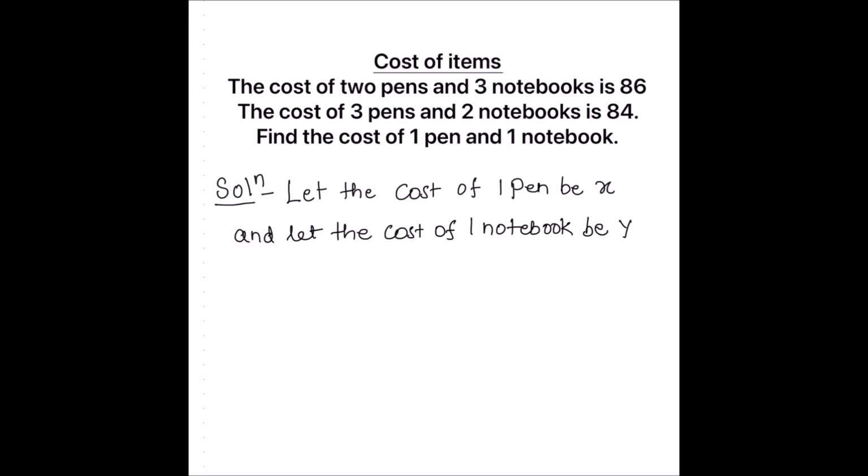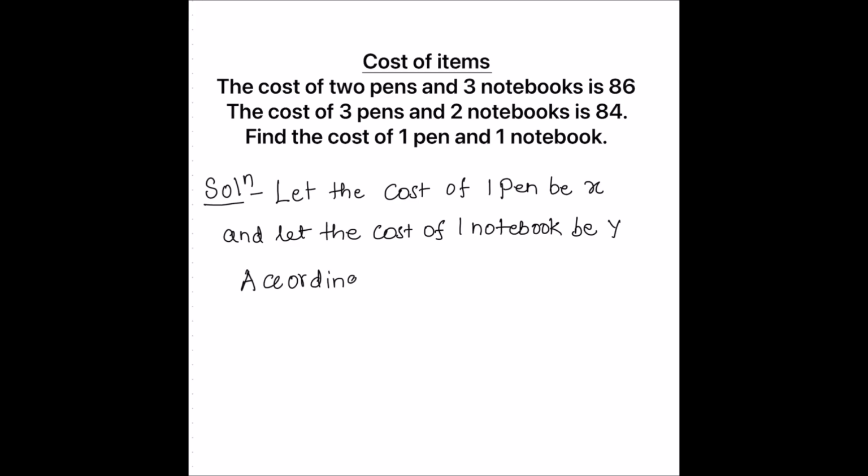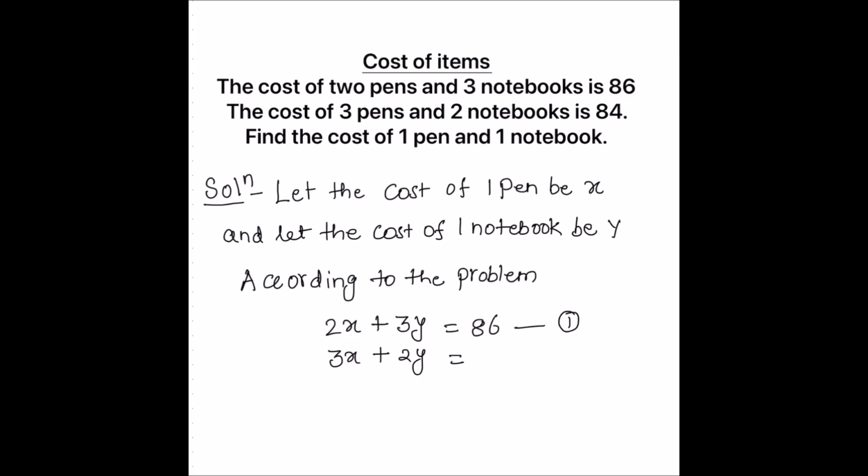The first condition says the cost of 2 pens and 3 notebooks be 86. So according to the problem, cost of 2 pens, that means 2x, plus cost of 3 notebooks will be 3 times y equals 86. This is our first condition. Let's name the equation as equation 1. And similarly, we are going to make the second equation. The second equation says the cost of 3 pens, so that will be 3x, and 2 notebooks, so 2y equals 84. This is our second equation.